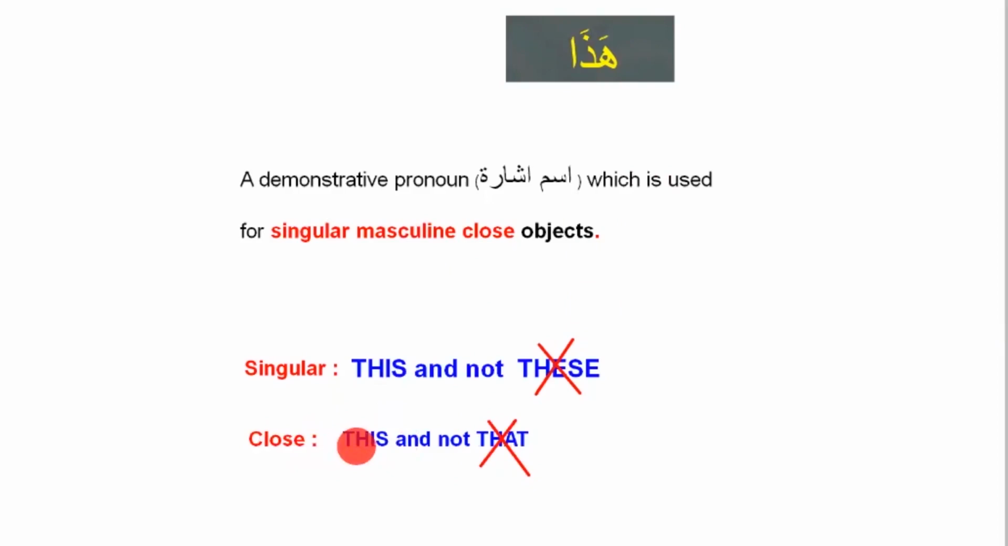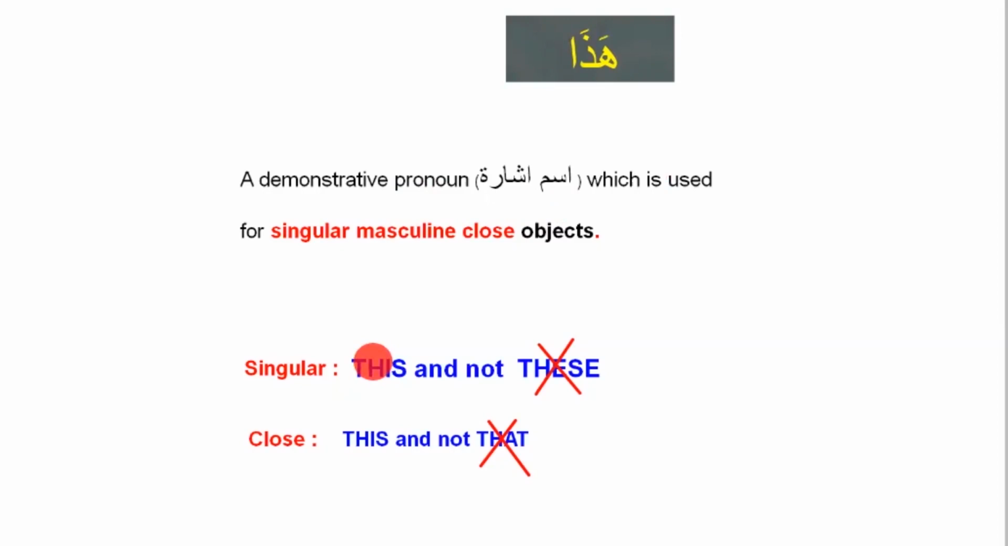I hope that is clear. Okay. Now masculine. Definitely in English, we don't have differentiation. For example, you see this is a boy. Then you see this is a girl. They are all correct. You use this for them. Just this. You see this is a boy. This is a girl. There's no differentiation.